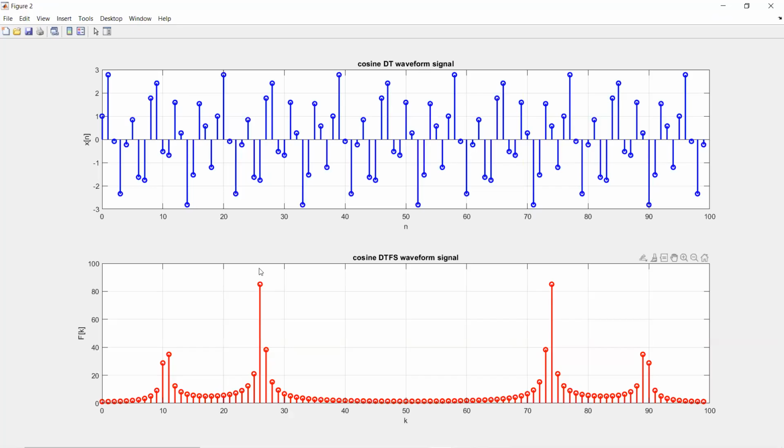For the cosine DT waveform signal, we have positive and negative values, where the maximum is 3 and the minimum is -3. For the DTFS waveform, we see fluctuation for 100, and the FK is also 100. So let's proceed to the third question.